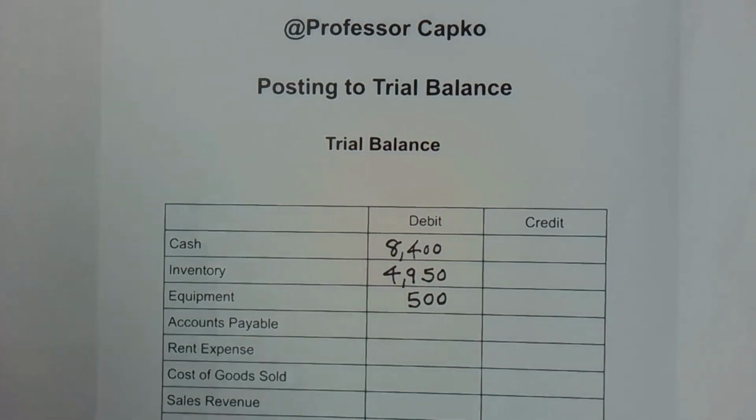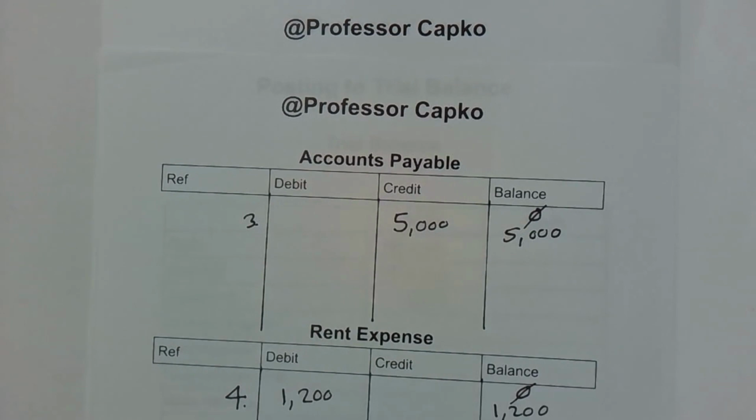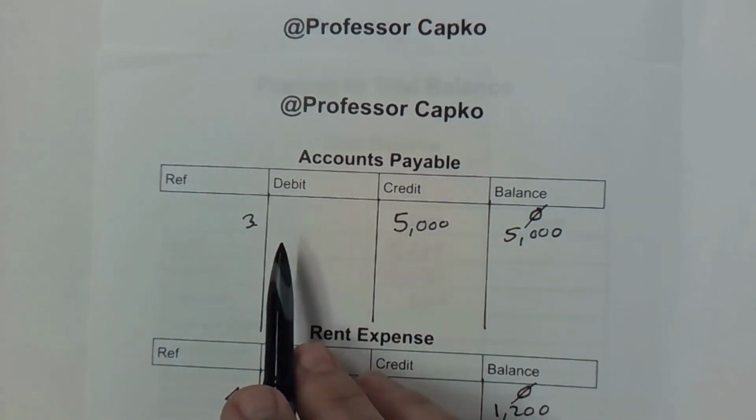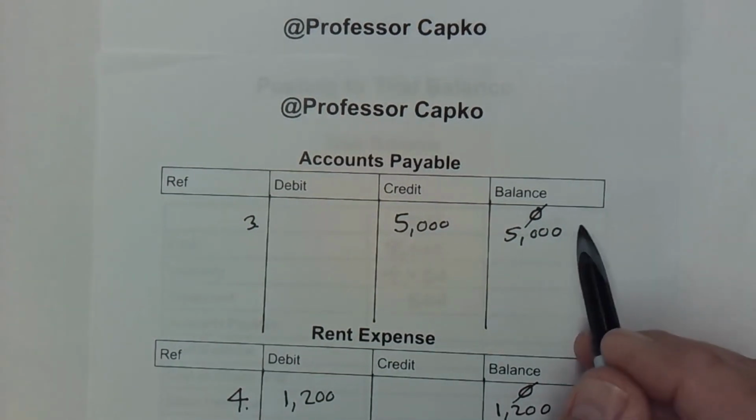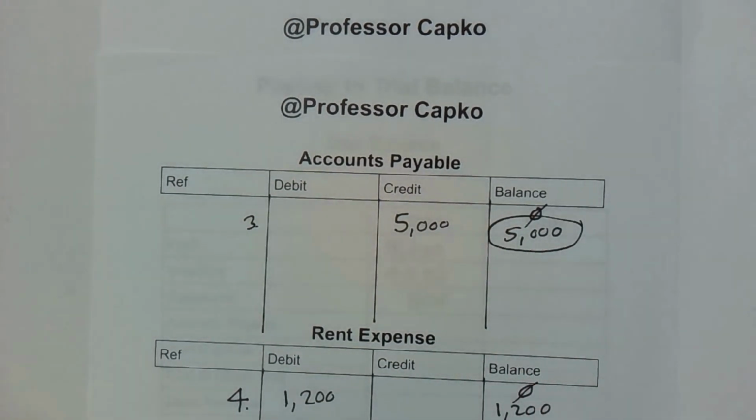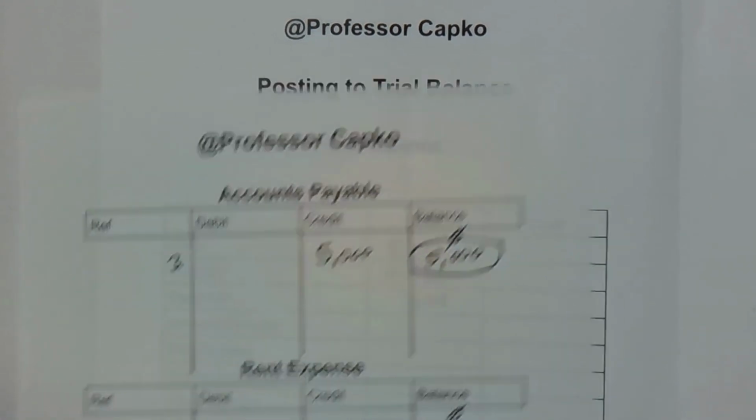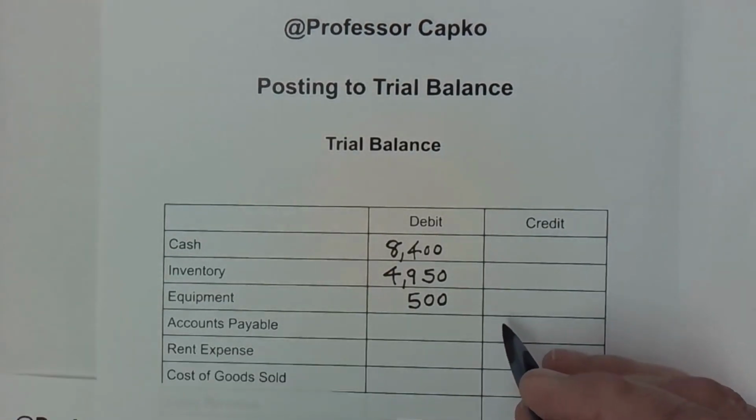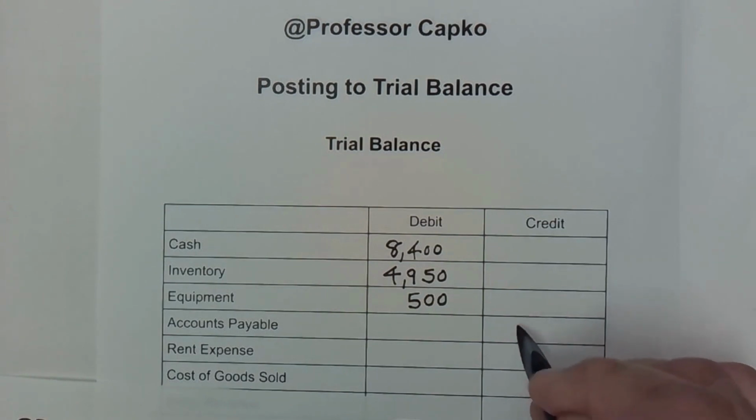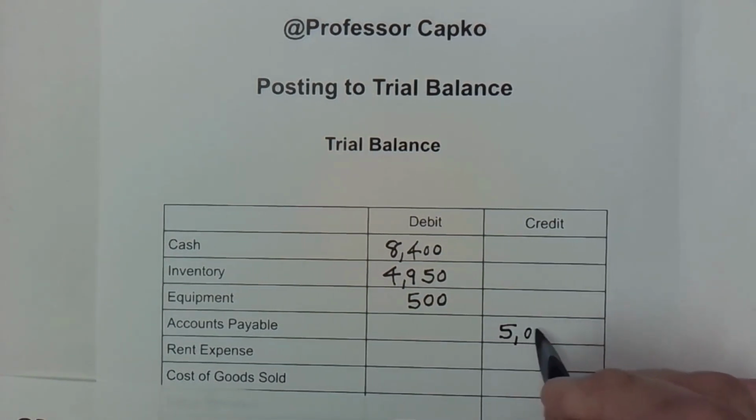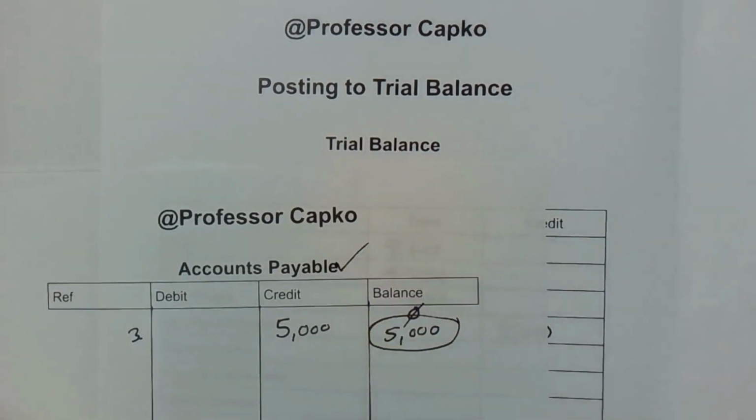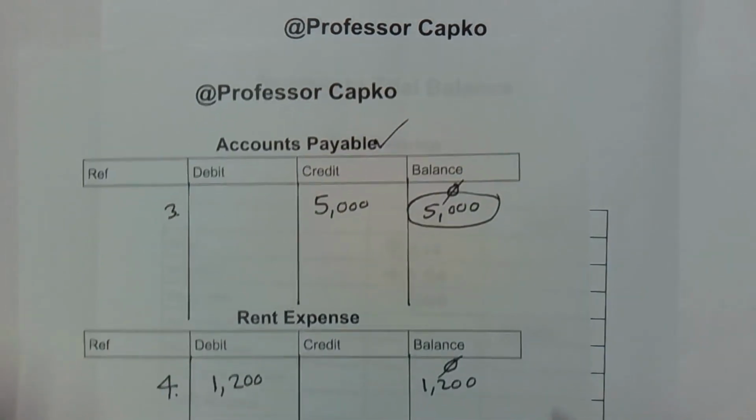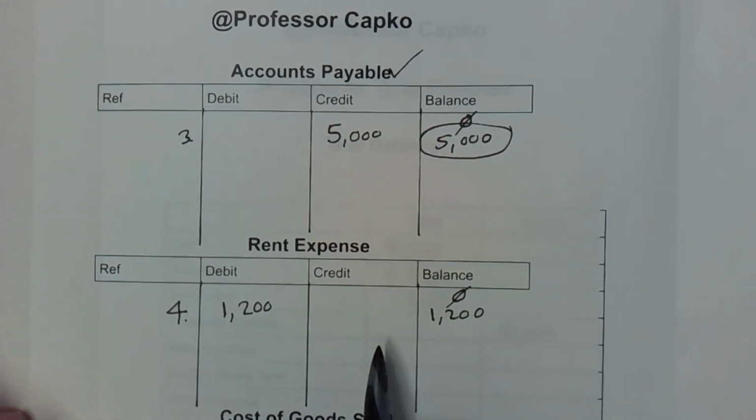Let's go to the next one. The next one that I have is accounts payable. Now, accounts payable, of course, is a liability account, and we show that as a $5,000 balance. Since it's a liability account, it's going to have a credit balance, and I'm going to go ahead and write that in then for accounts payable, a credit balance of $5,000. Going to check that off. And again, I apologize for my voice. I'm recovering from a cold, so bear with me as I get to the next transaction.